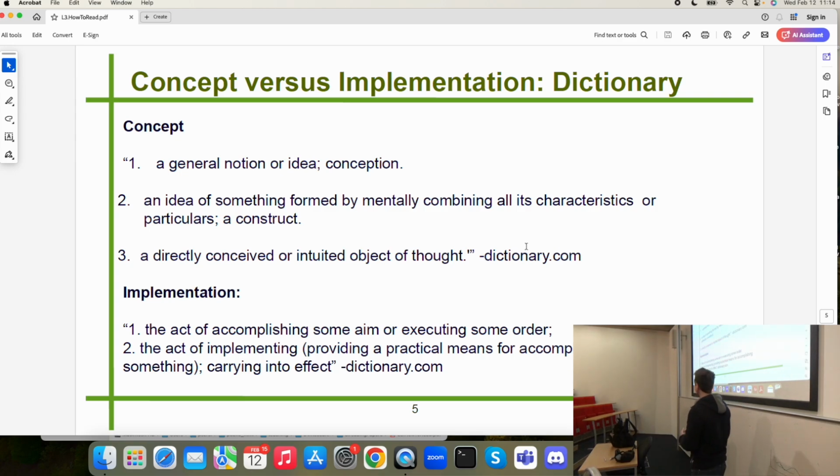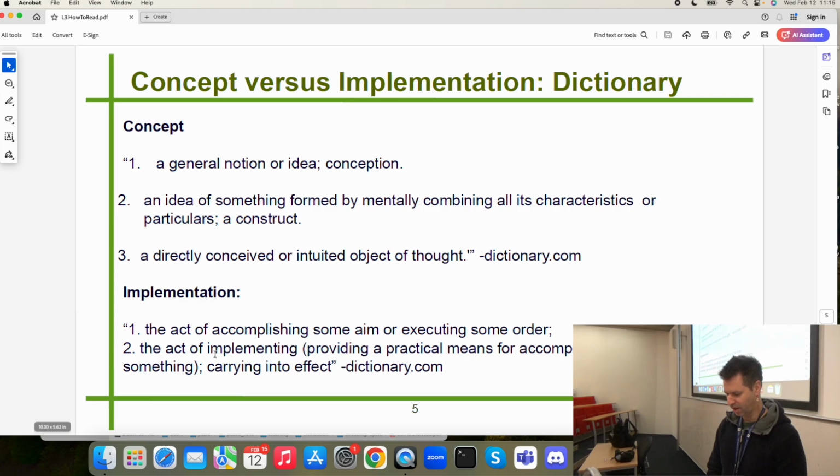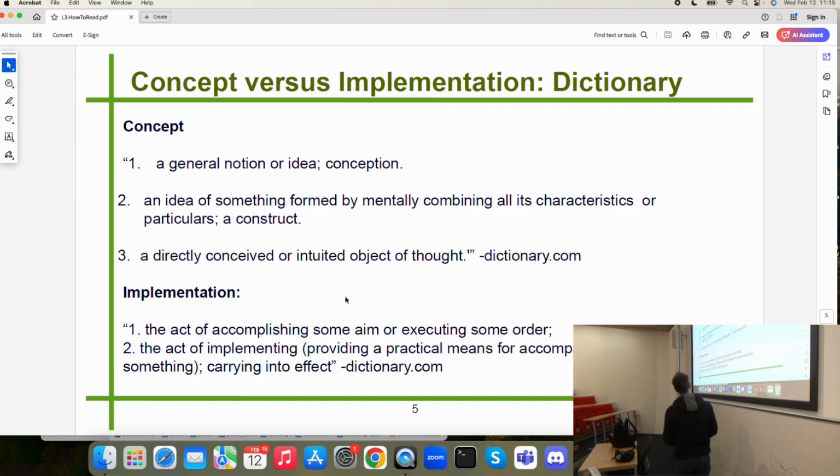Now we're going to look up the definition of implementation. The act of accomplishing some aim or executing some order. The act of implementing, providing a practical means for accomplishing something, carrying into effect. Now, those definitions are difficult to understand. So I'm going to try to explain them using my own language.